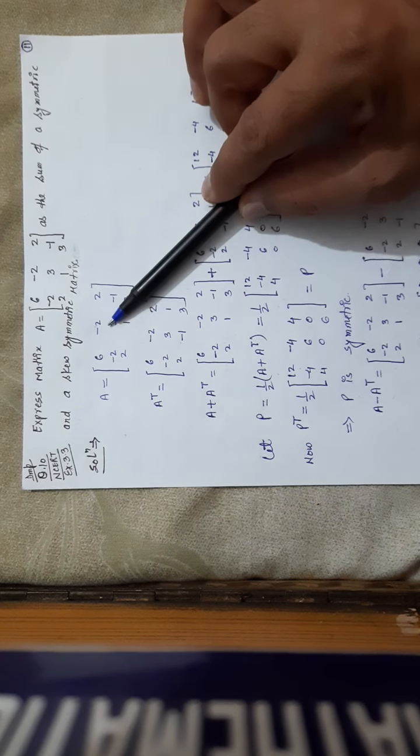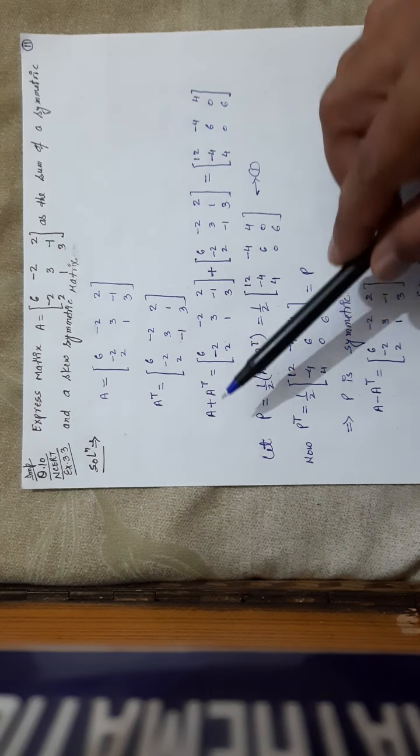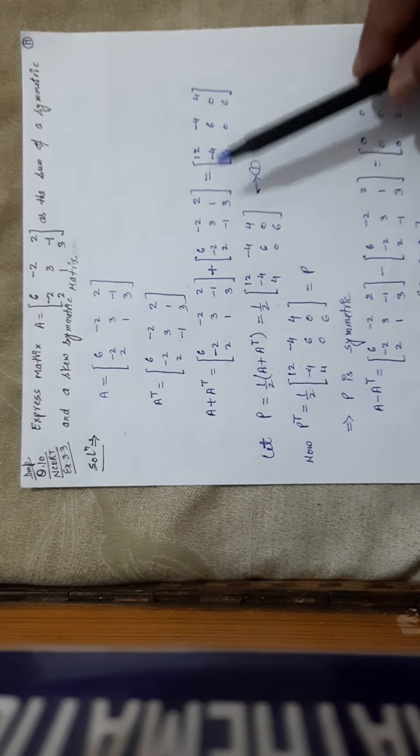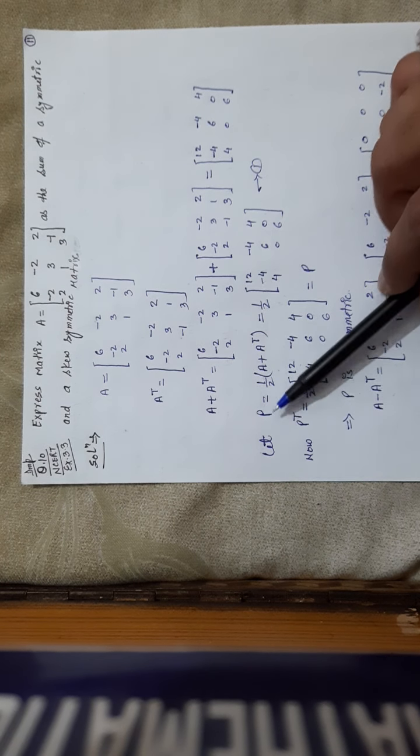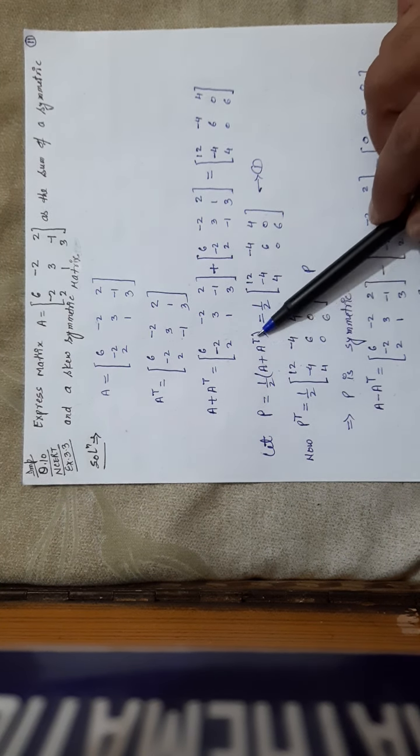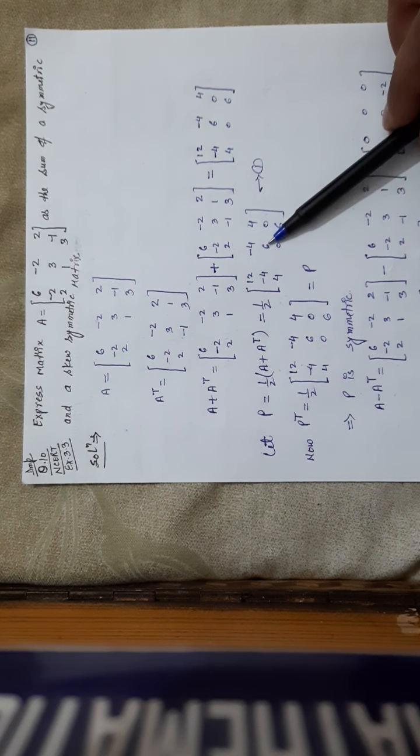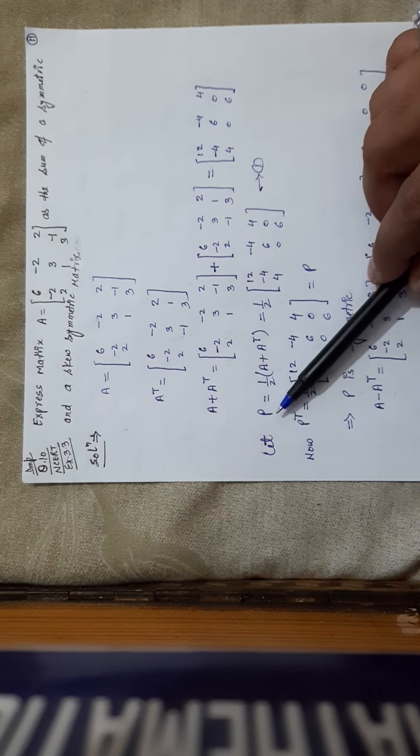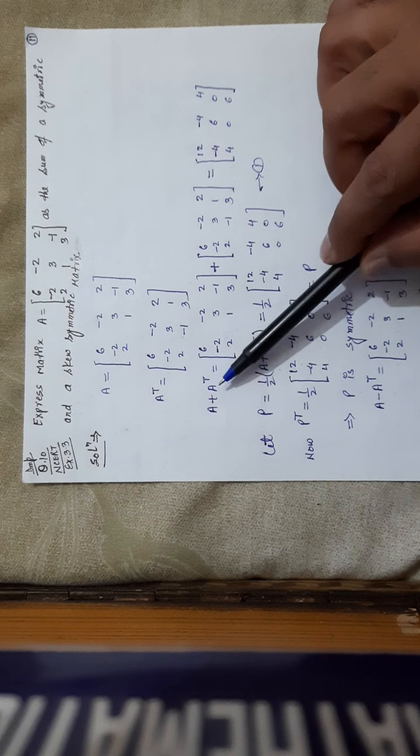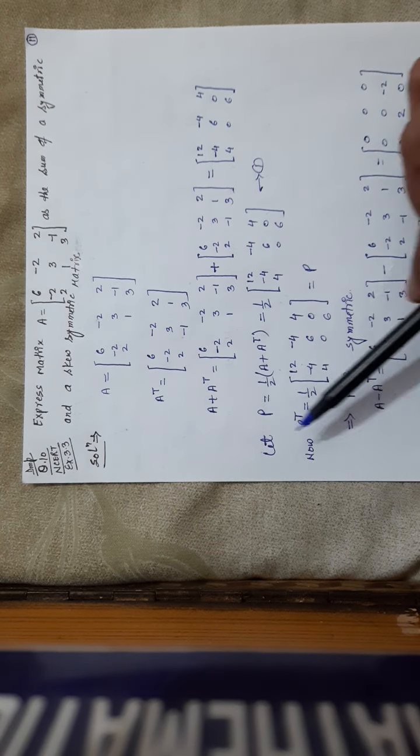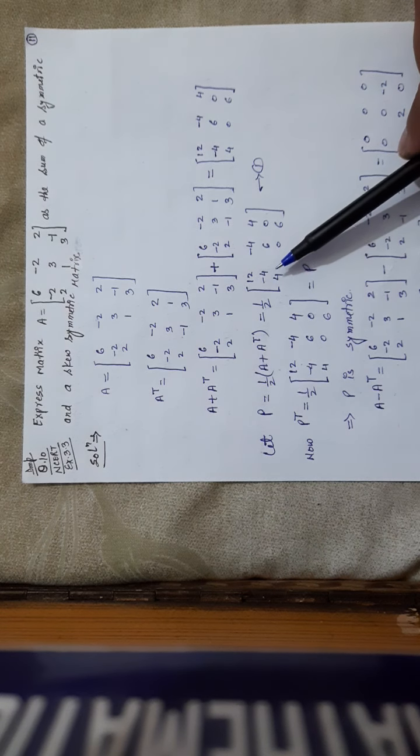So matrix A is given. Firstly, we will find the transpose of this matrix and A plus transpose of A. Clear? Now suppose P is half of A plus transpose of A, and we will check whether P is symmetric or not. We have studied that A plus transpose of A is always symmetric. So P equals half of A plus transpose of A will also be symmetric.